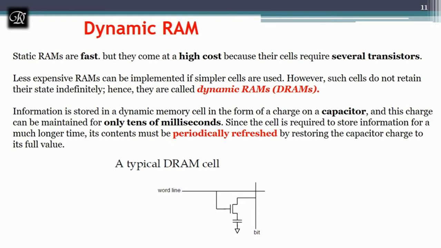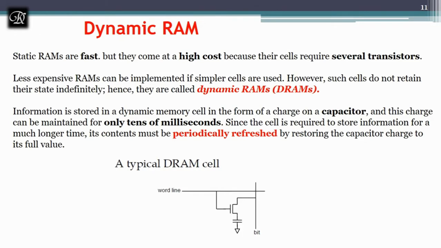Let's see the definition of dynamic RAM. Less expensive RAMs can be implemented if simpler cells are used. However, such cells do not retain the state indefinitely. The advantage of static RAM is that it can retain its state indefinitely as long as the power is connected to it. But dynamic RAM is not going to retain its state even though the power is connected.